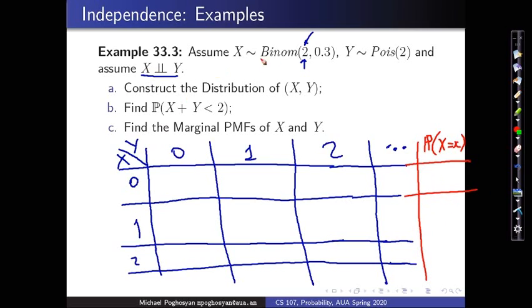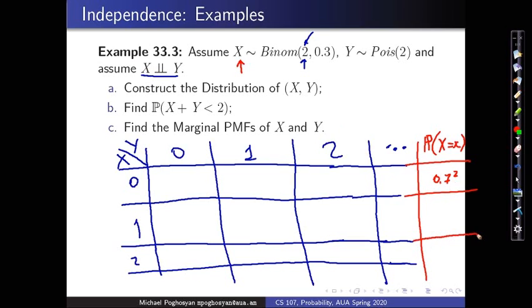What is the probability that x will be 0? 0 means what is the probability that among those two trials no success happened. So no success happened, that means that two trials were failures, and the probability of failure is 0.7, so I will have this probability 0.7 squared because the trials are independent.